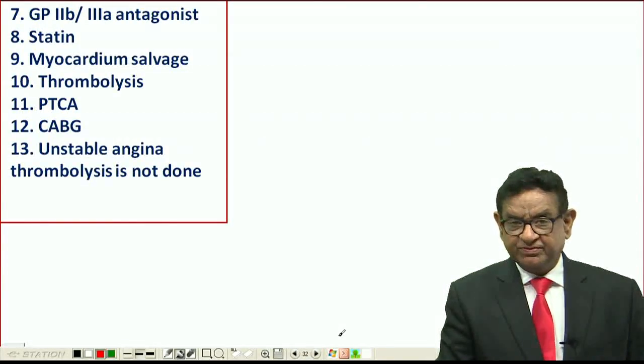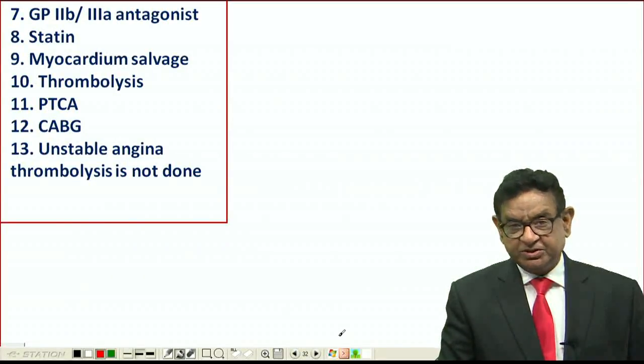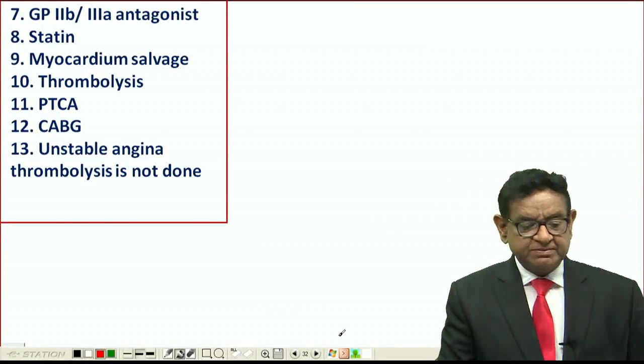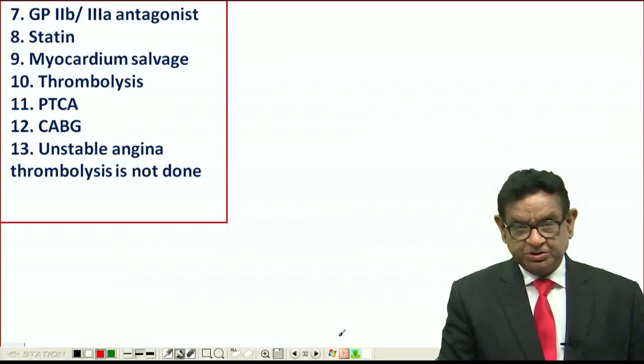Myocardium salvage, I discussed. Thrombolysis, PTCA, CABG are the three ways we can do myocardium salvage. And in unstable angina and non-ST elevated MI, we do not use thrombolysis.